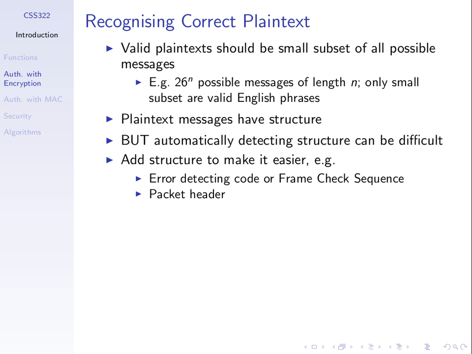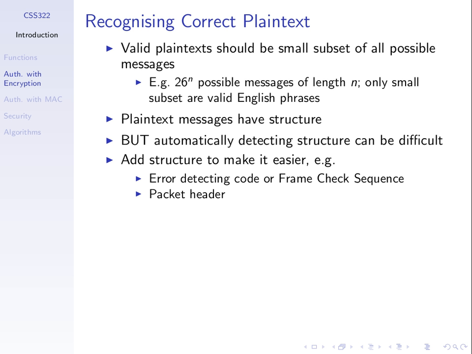But what about if we have binary data or if we have compressed data? Then we need some way to automatically detect the structure. And one way to do that is to add structure to the plaintext to make it easier. Add an error detecting code or a frame check sequence. It was mentioned last week, similar to a hash function. An error detecting code or a frame check sequence like CRC adds structure to the message so that if we decrypt, and we get the expected structure, it's okay. If we don't get the expected structure, then we assume something's gone wrong.